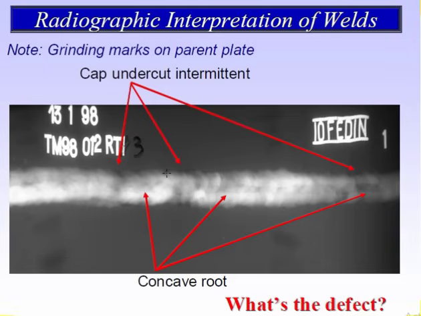Intermittent means maybe it is 10 mm, after that it is okay, then again 10 mm, like that. You see here undercut. You see here undercut. You see here undercut. And you see here the grinding marks, how they look like. This is the grinding mark, these are the grinding marks, and this is the concave root also.